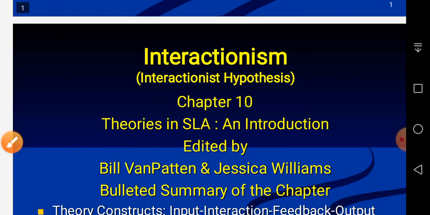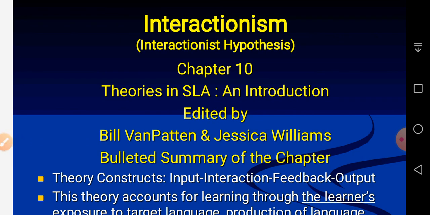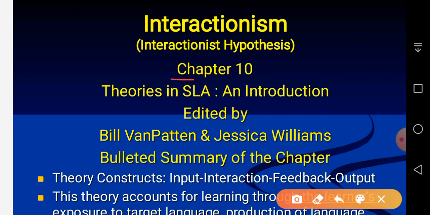Now, this lecture which you see on the screen is based upon chapter number 10 of a very important book known as Theories in SLA: An Introduction. Okay, so this is actually a compilation. This book has been edited by VanPatten and Jessica Williams. They both have contributed to this volume, but this is not entirely their own write-up. So it is a collection of essays by different specialists in the field of second language learning or acquisition.